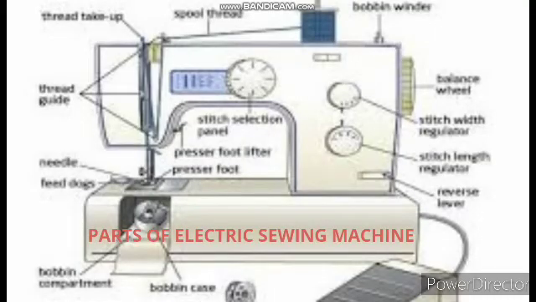Now, take a look at the parts of the electric sewing machine also. You see that it's the same thing as the hand sewing machine. All the parts are there. So we are going to examine these parts. We are going to look at the functions of them.